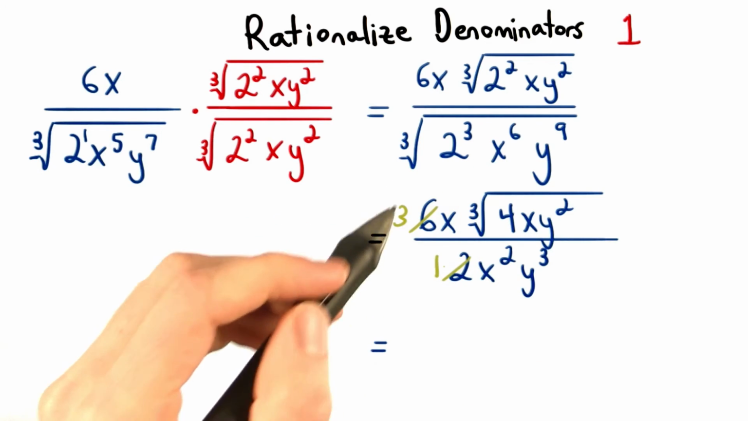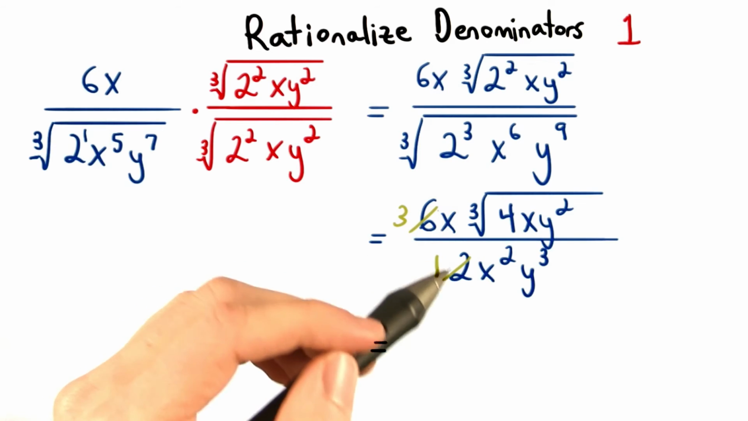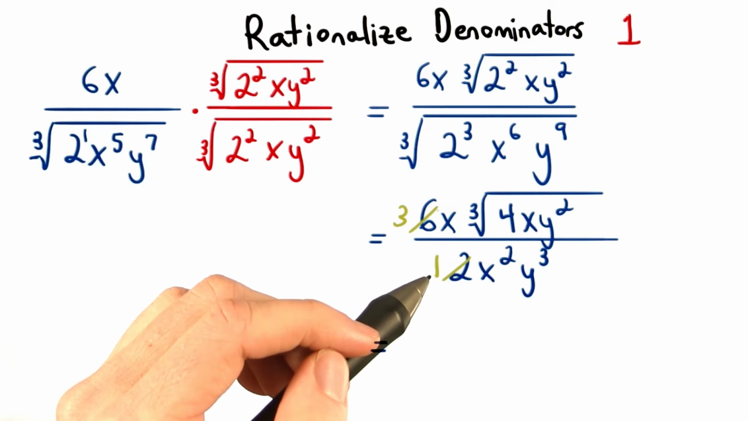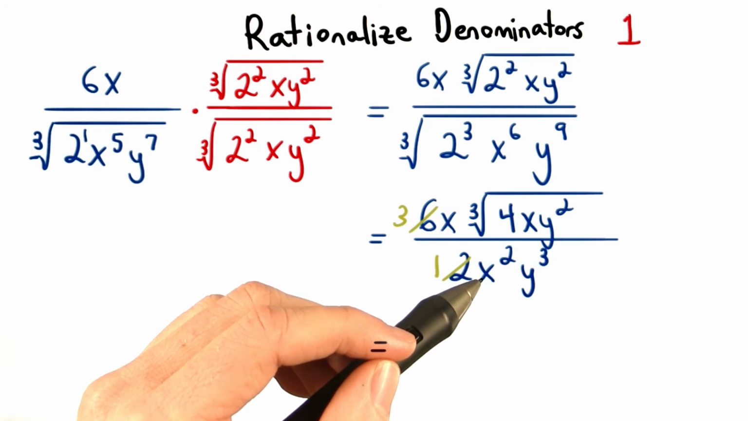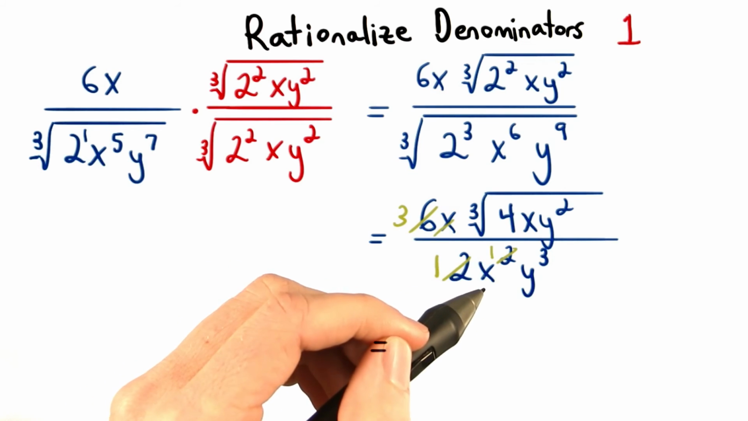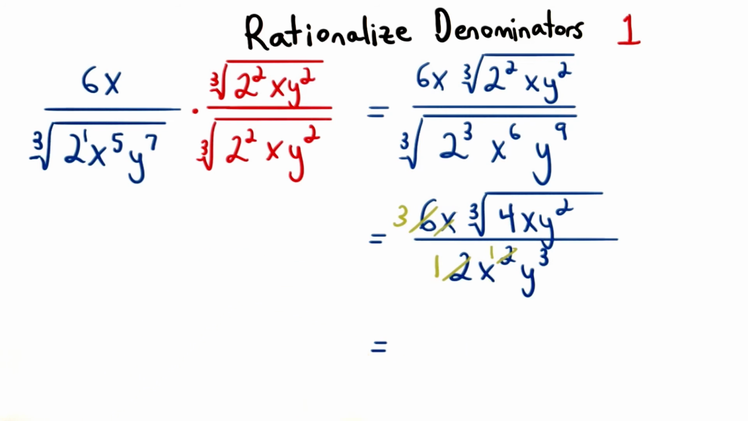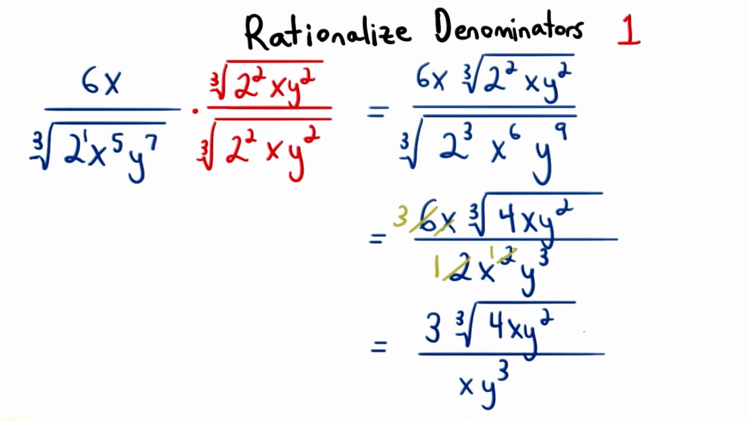And we can actually simplify further. The 6 and the 2 reduce to 3 divided by 1, and this power of x reduces with one of the powers in the denominator. In other words, we'll have one more power of x in the denominator than we would in our numerator. This leaves us with our simplified answer.